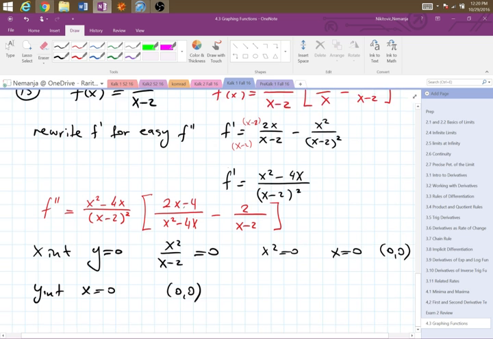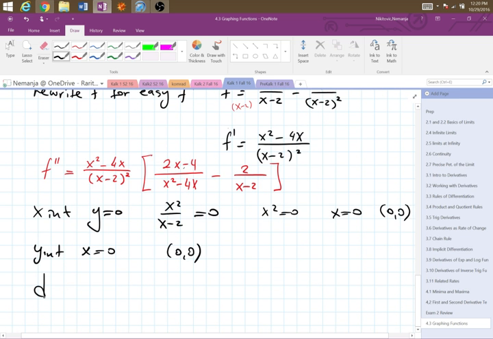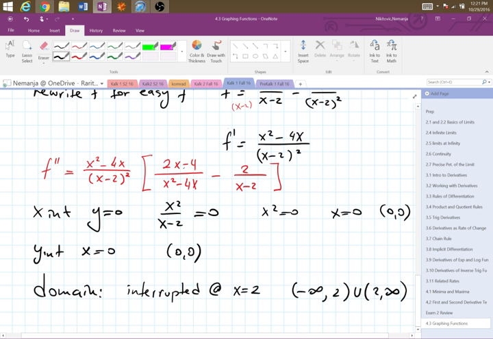Domain. So domain. Interrupted at 2, because that's when the denominator is 0. So the domain must be negative infinity to 2, union 2 to infinity.